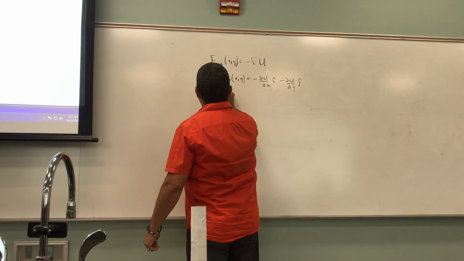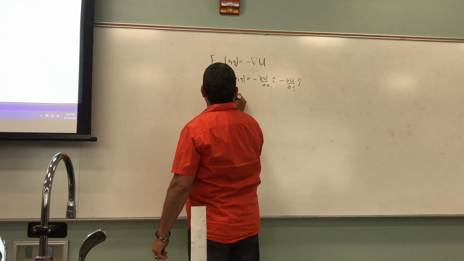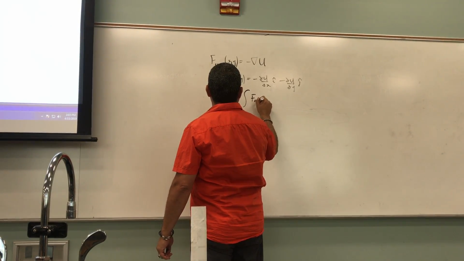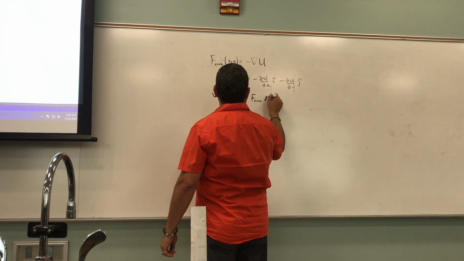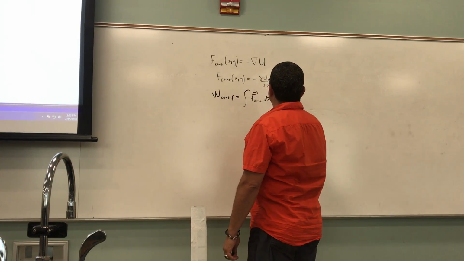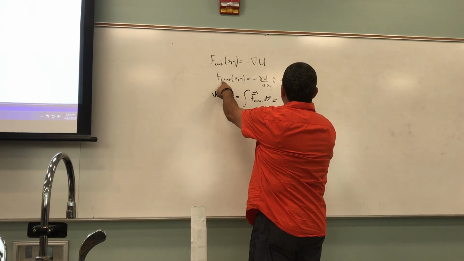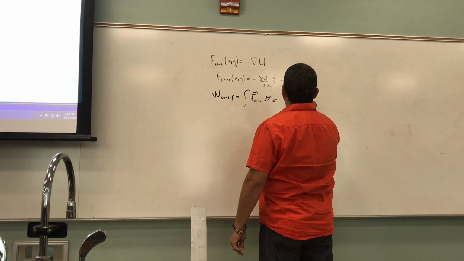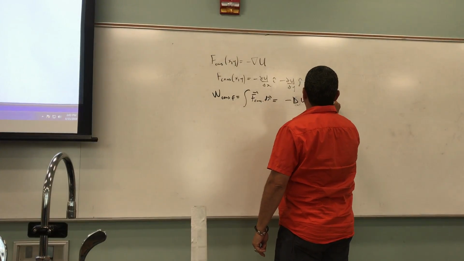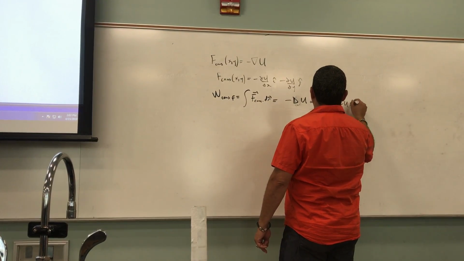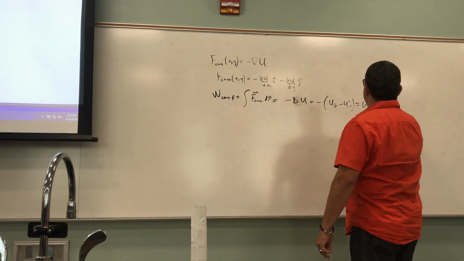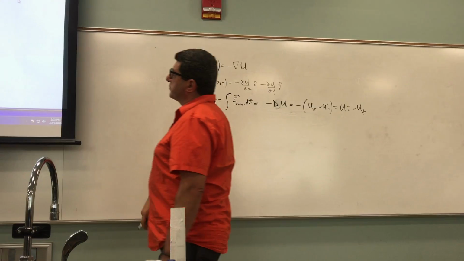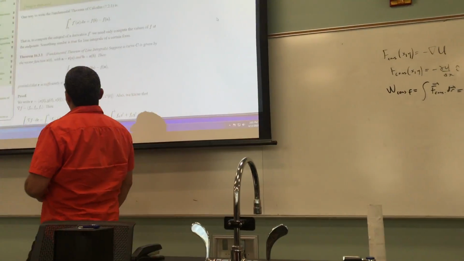And then the work done by a conservative force, which is equal to the integral of the force times dr, is equal to negative the change in potential energy, negative delta U. So negative U final minus U initial, which is U initial minus U final. Okay, so that's what they're going to talk about on this website.